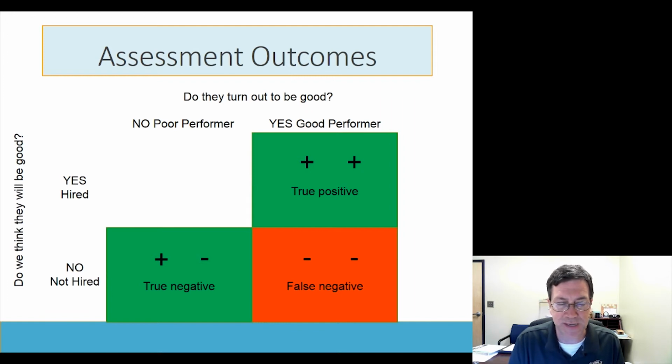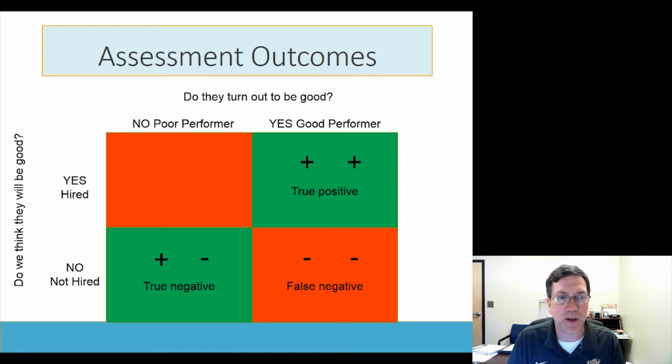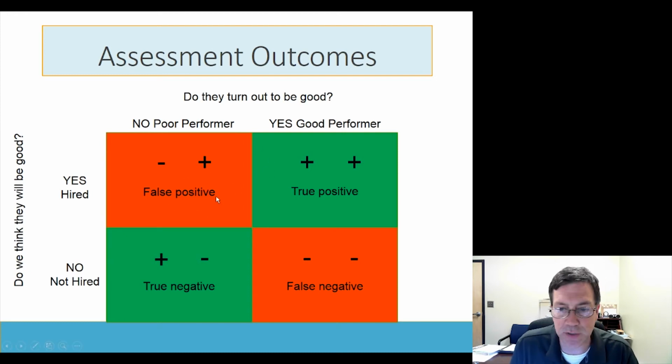So it's a false negative. We thought it was going to be a negative relationship, but we were wrong about that assumption. The last possible category is that we think they're going to be a good employee and we hire them and they turn out to be bad. So our assumption was a positive outcome, but we were wrong about that positive assumption.